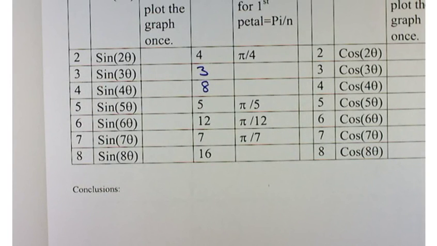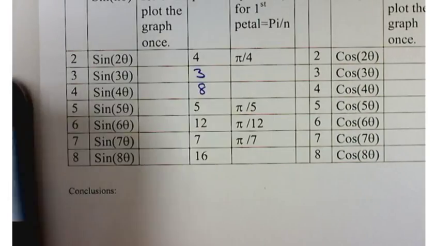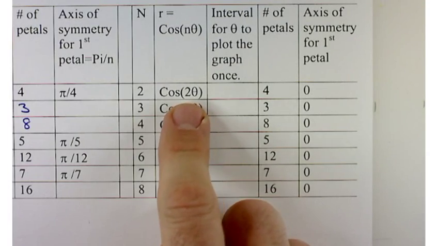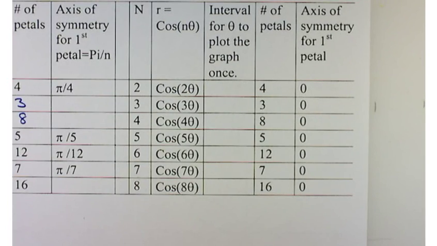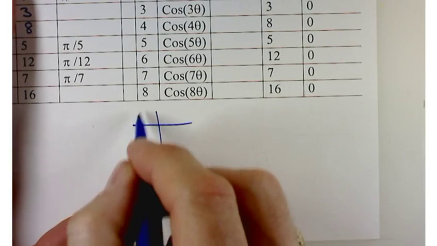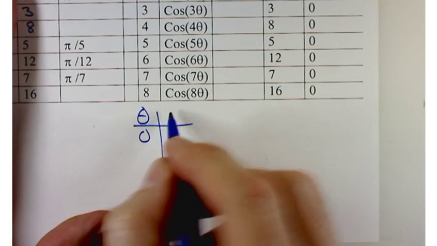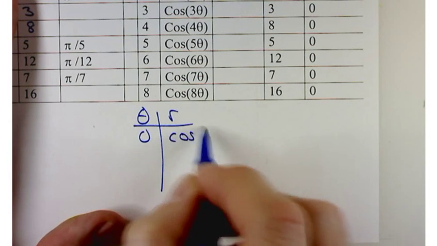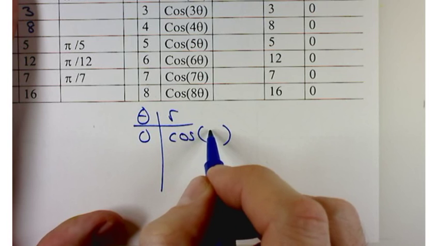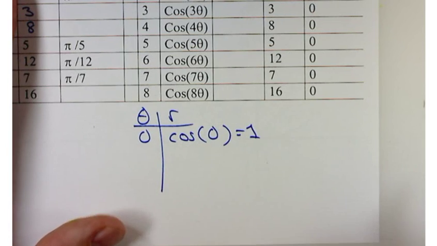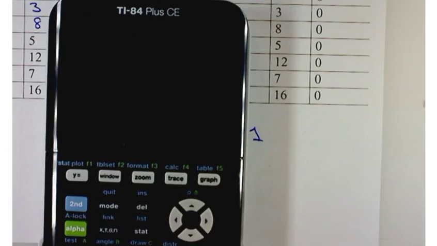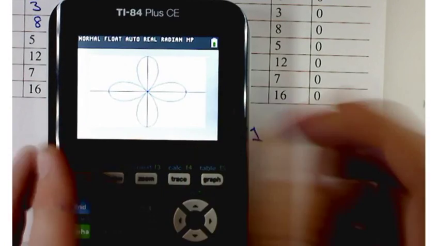The only difference, like I said, is where that first leaf is drawn. You can kind of see it and predict it with the cosine. Your graphs are always going to start out by plotting things at theta equals 0, and then r is whatever. What's the cosine of 0? Cosine of 0 is 1. That's why your graphs of your cosine functions start out here.